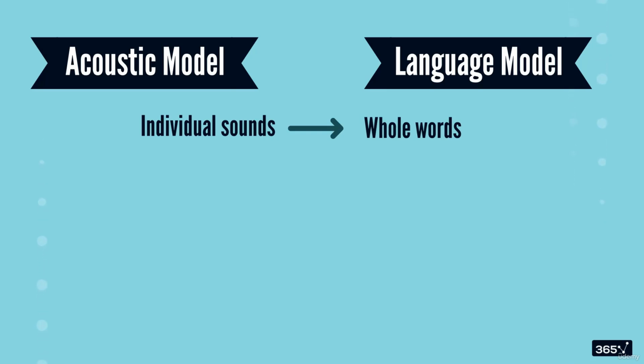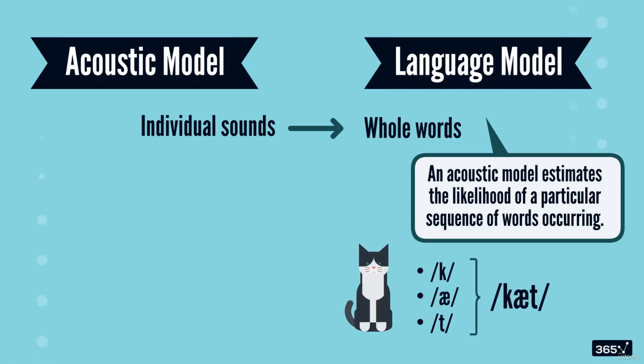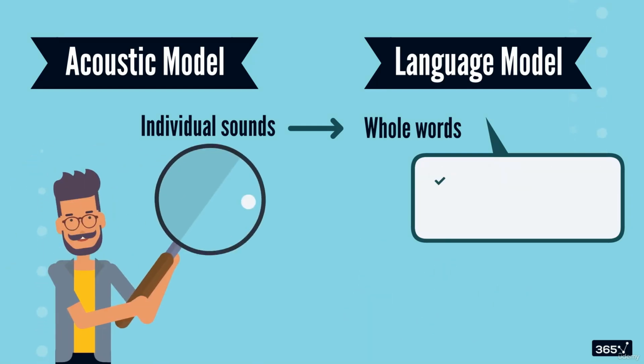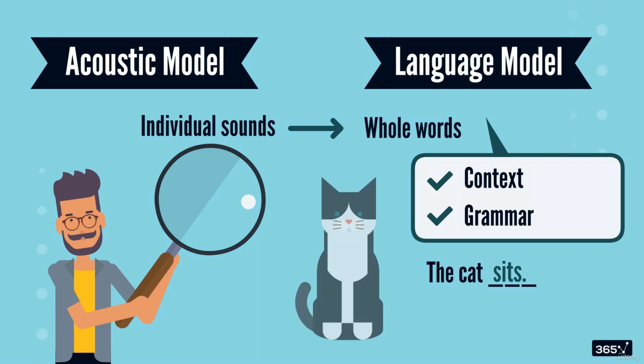Here's how it works. The model estimates the likelihood of a particular sequence of words occurring. For example, after recognizing the phonemes k, a, and t, it considers which words are likely to start with these sounds, helping it choose cat over other possibilities. The model also looks at the context and grammar to determine how words fit together in a sentence. For instance, after hearing the cat, it knows that a verb is likely to follow, such as sits.